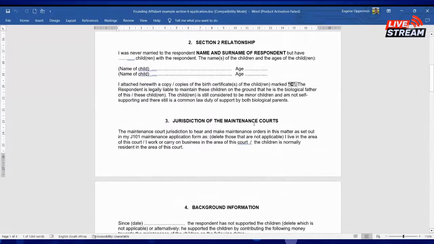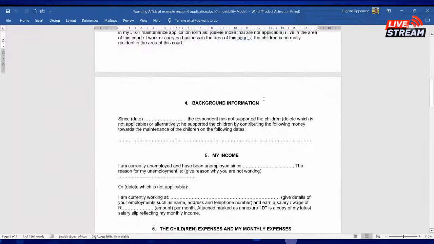Right. Jurisdiction, that is just a normal one. Here you can delete what is not applicable to say, all right, I'm going to a court in the area where I live or where I work or carry on business, or where the children are normally residing. You can just draw a line through the portion that is not applicable. Some background information. Since a certain date, you can say that the respondent has not supported the children, or alternatively, he has supported the children and he made so much contributions over that period. So you can give some more information there.